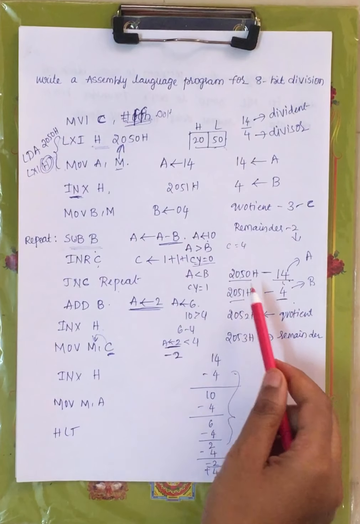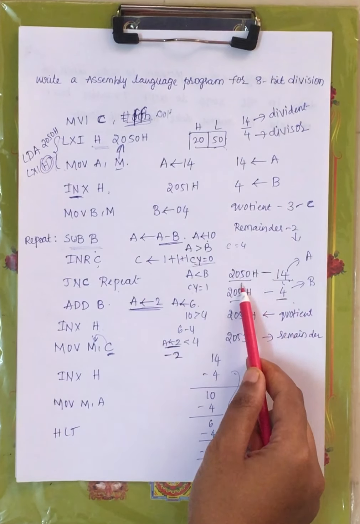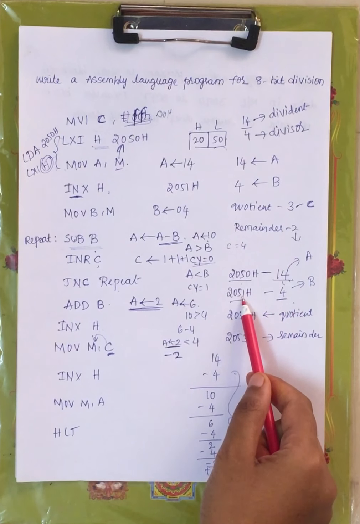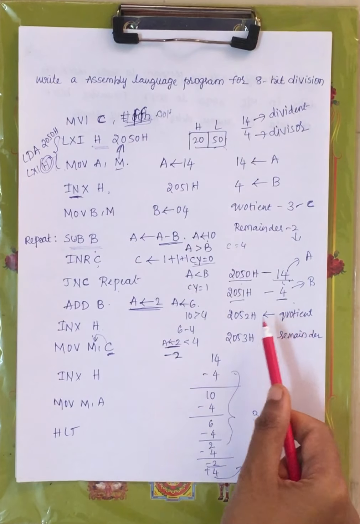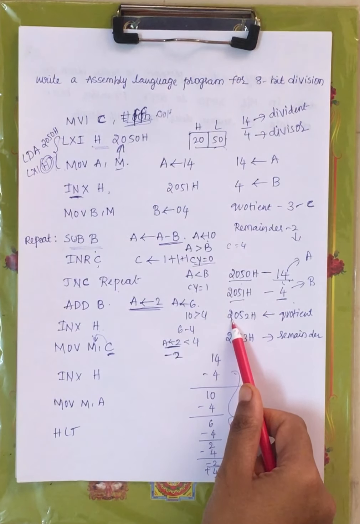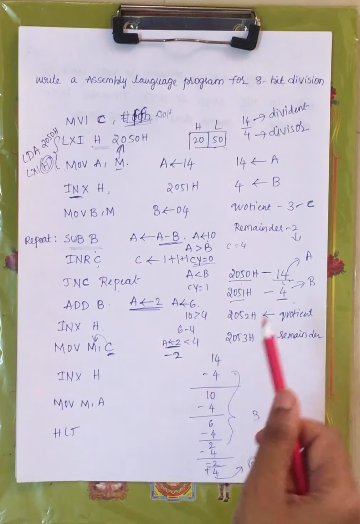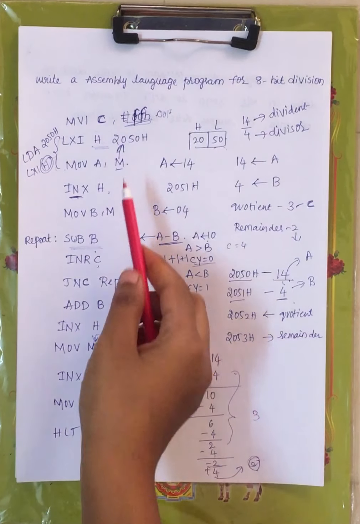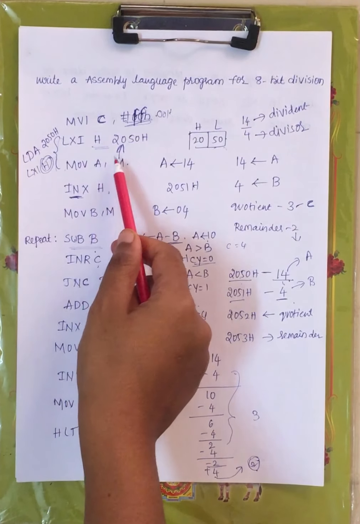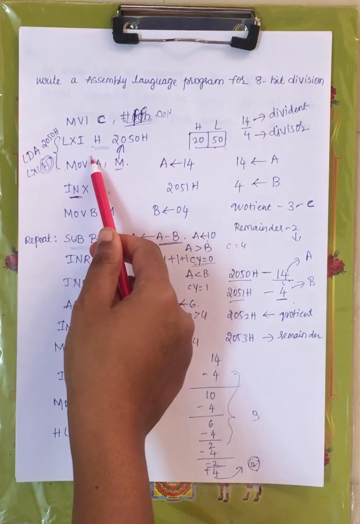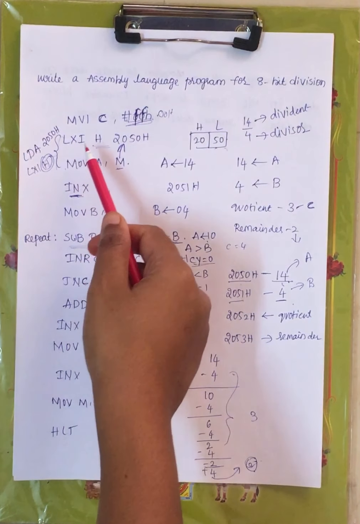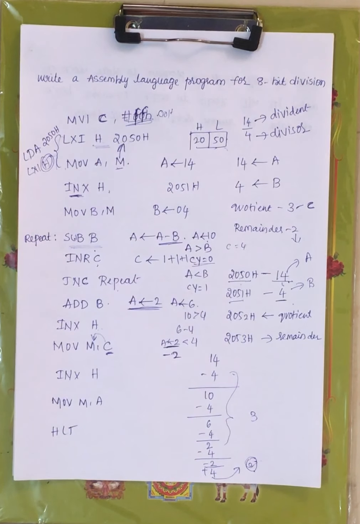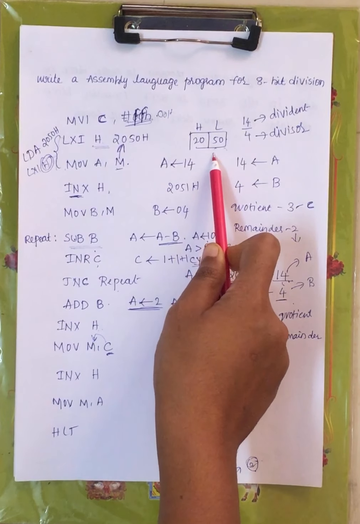Now initially we have the dividend under 2050H and the divisor under 2051H. Now we have to store the quotient in the next memory location 2052H, and the remainder under the next memory location 2053H. Now load immediate HL. HL is the register pair. Either you can mention HL or directly a single H, both will give you the same result. Now the HL register pair is moved with 2050H.